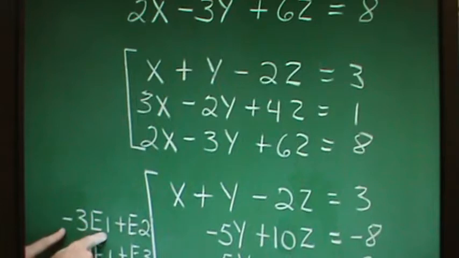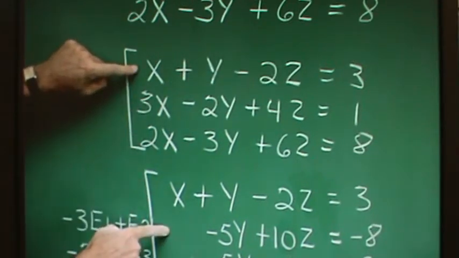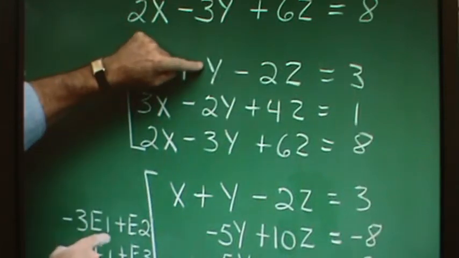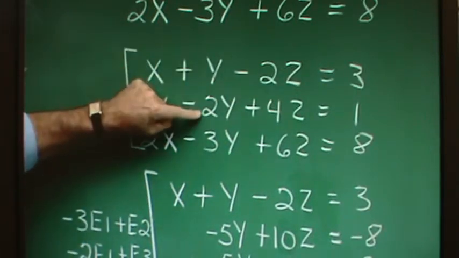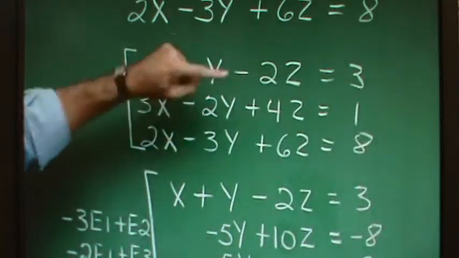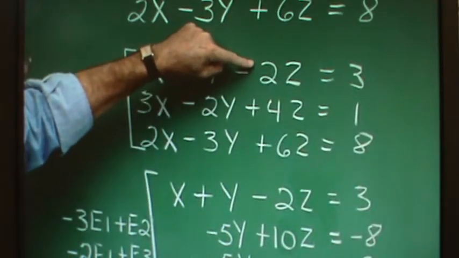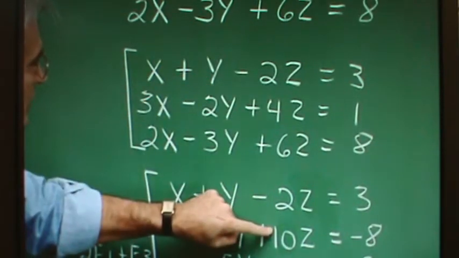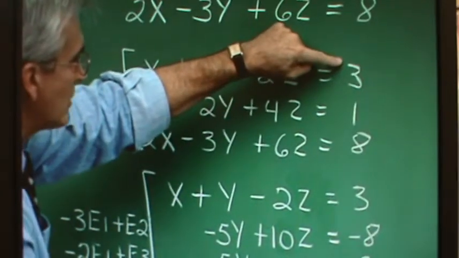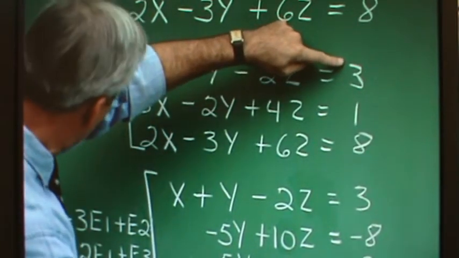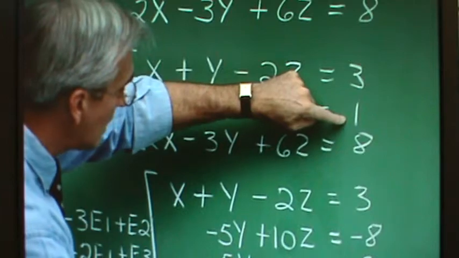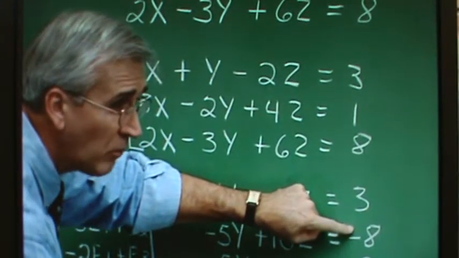Negative 3 times equation 1 plus equation 2. When we do that, we get a vacancy here as expected. Then negative 3 times y is negative 3y, with negative 2y is negative 5y. Negative 3 times negative 2 is 6, plus 4 is 10z. Negative 3 times 3 is negative 9. Negative 9 plus 1 is negative 8. I'm almost getting confused here.